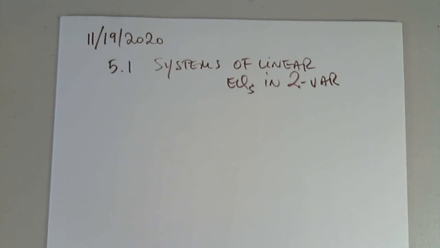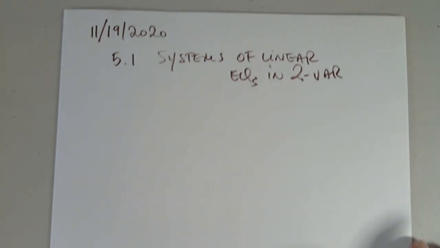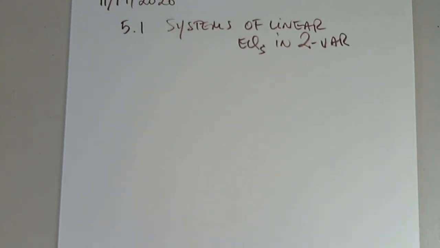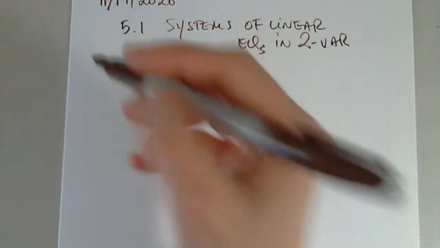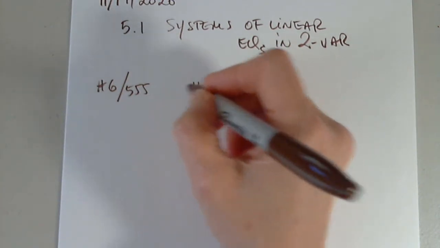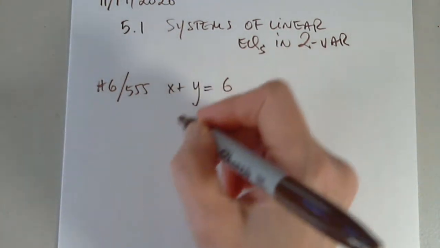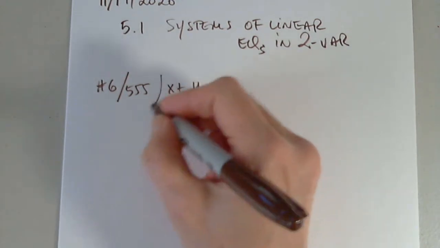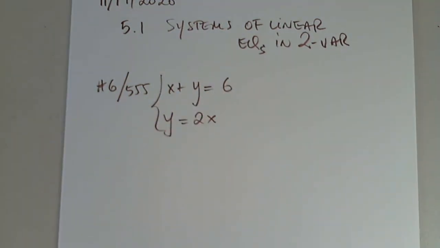So let's take a look on page 555, if you'd like to enter it. First of all, I'm just going to copy one system. Let's say I'm copying number 6 on page 555, and that is x plus y equals 6 and y equals 2x. So the question here is, what am I trying to do? It says solve the system. What am I trying to do?